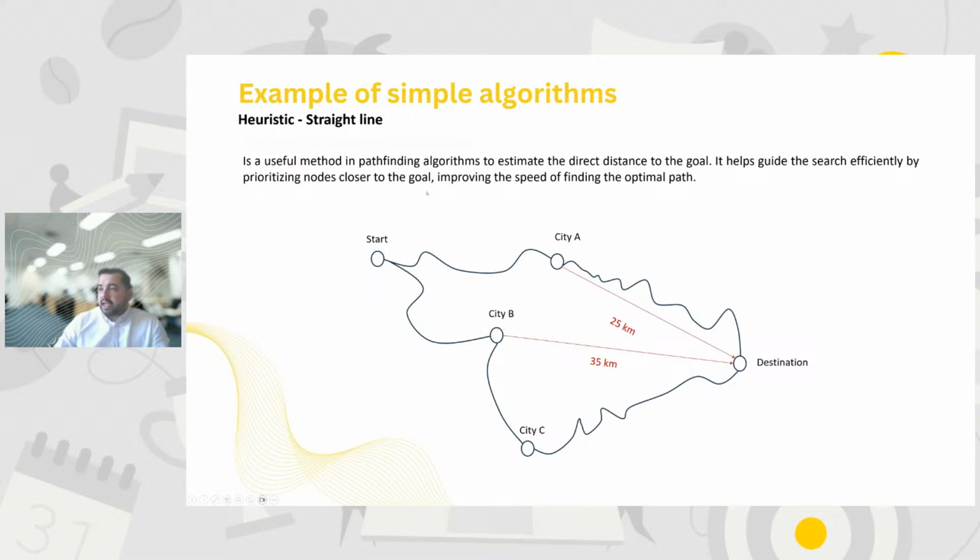So in this case, what is the AI doing? It calculates the distance between city A and the destination in a straight line, as you can see in this red arrow, and the distance between city B and the destination, as you can see in this red arrow. So the first one is 25 kilometers, the second one 35 kilometers. So the car will decide to go to the left side because in a direct line it's shorter.